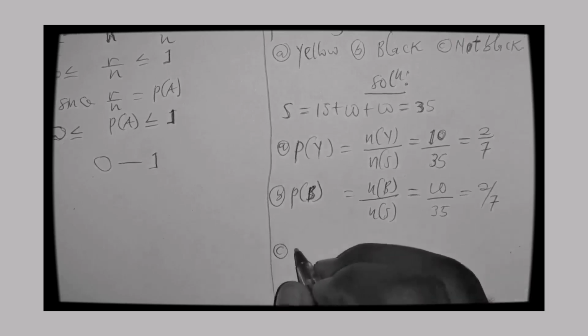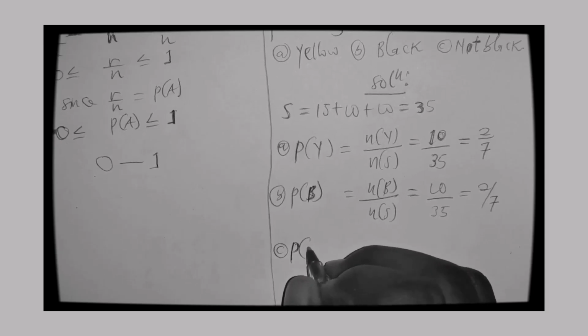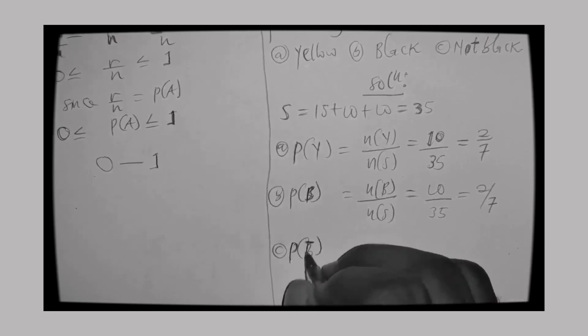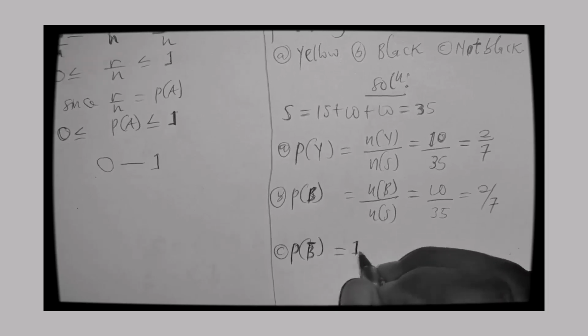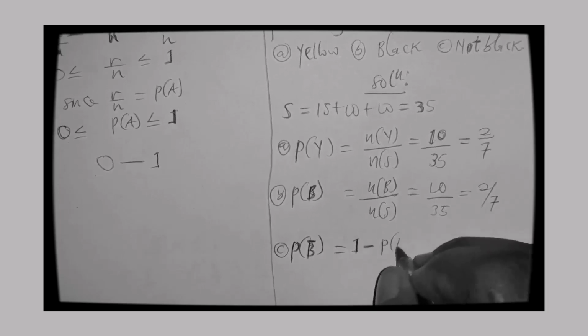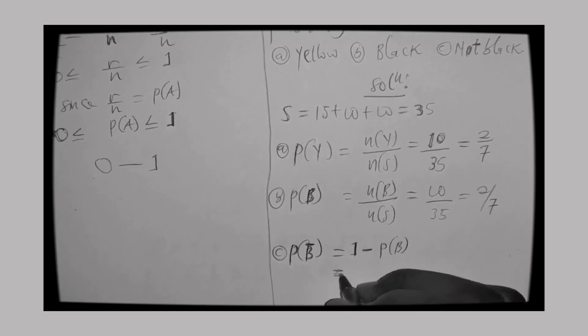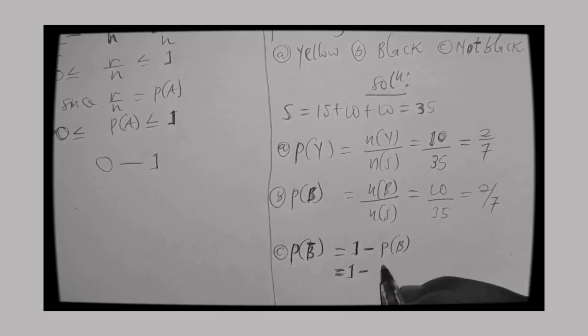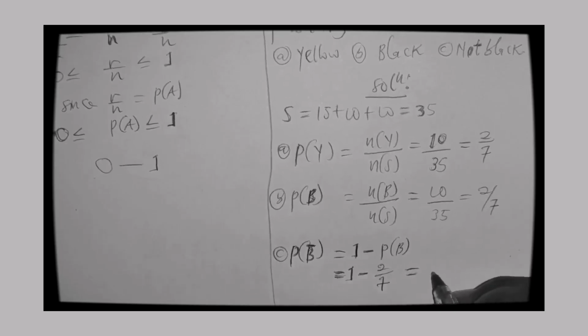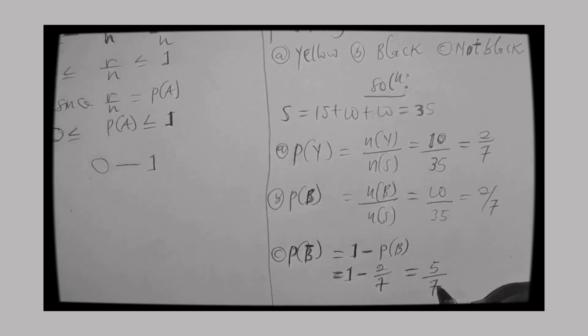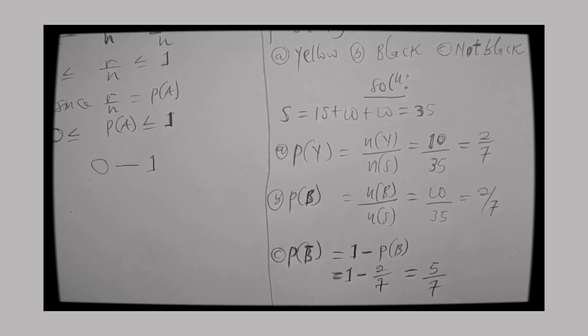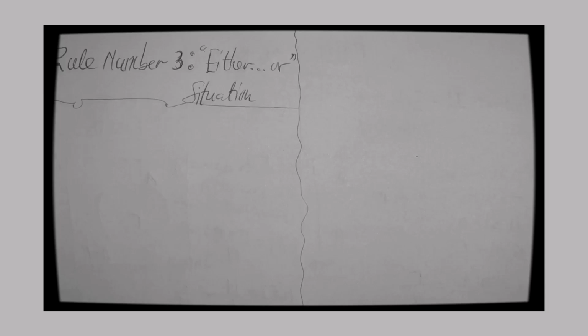So the probability of not black, which is B complement, B bar, will give me 1 minus the probability that black will occur. We know the probability that black will occur has been calculated as 2 out of 7. So we get 5 out of 7. Let me check: 1 minus 2 out of 7, yes, 5 out of 7. That is very true, and this is how the complement approach works. Let's take note of that. That was rule number 2 with complementary events.